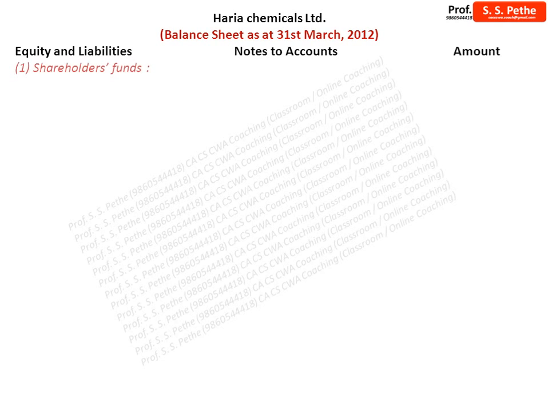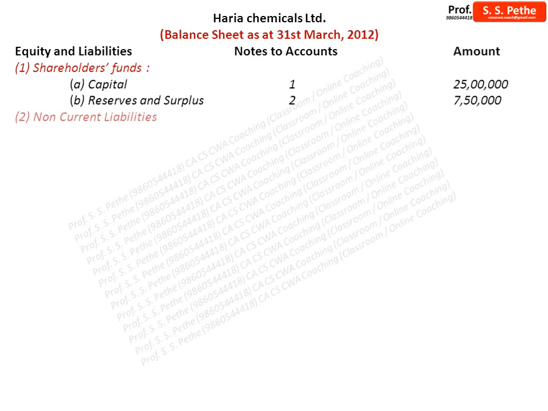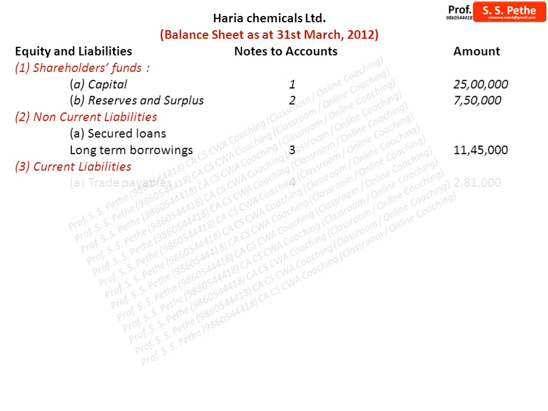Preparation of balance sheet. Let's see how to prepare the balance sheet. Balance sheet as at 31st March 2012. Equity and liabilities. Shareholders' funds. Capital, we have already prepared note number 1, reserves and surplus, note number 2. Now we will go to the non-current liabilities. Secured loans, long-term borrowings, note number 3 you can see. Current liabilities, trade payables, note number 4.